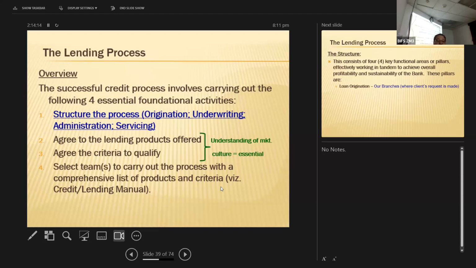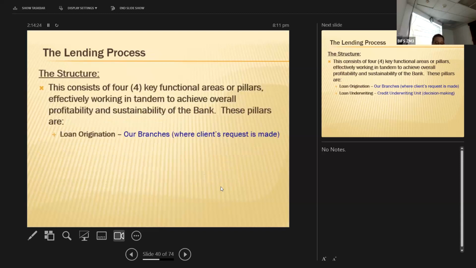Okay, so let's talk about the structure, which is origination, underwriting, administration, and servicing. And this is where again you have some blanks to fill in, or you would have filled in some blanks. The structure consists of 4 key functional areas or pillars, effectively working in tandem to achieve overall profitability and sustainability of the bank. These pillars, again, the first one is loan origination.